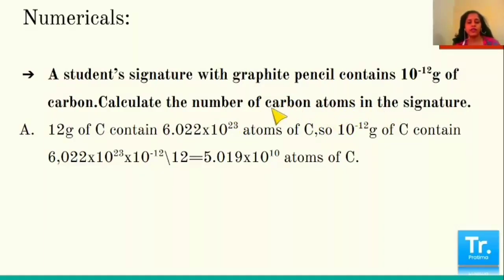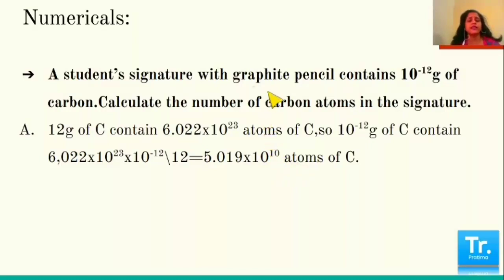So we all know when it is carbon, what is the atomic mass? 12 gram. And that 12 gram contains how many atoms? Avogadro's number. So if 12 gram contains Avogadro's number of carbon atoms, then 10 to the power minus 12 gram of carbon will contain how many? I am very sure that you have understood by now, but just do the calculation in the rough column and put the answer.